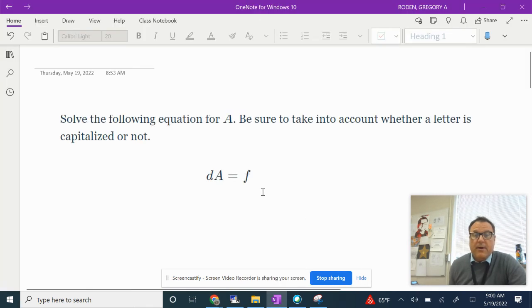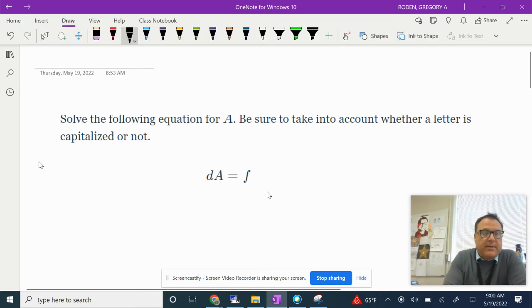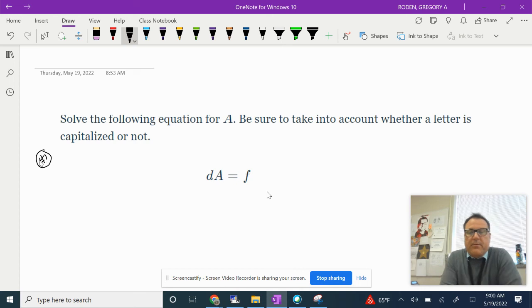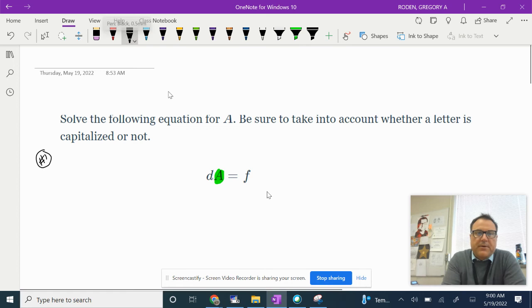Okay. All right. So number one says, and I want you to write these down, these examples. So this is example number one. It says solve the following equation for A. Be sure to take into account whether it's capitalized because this came from a Delta Math problem. So what do I want to solve for? I want to solve for capital A. So I want to get this capital A all by itself. So I'm going to go ahead and do a fairness bar here.